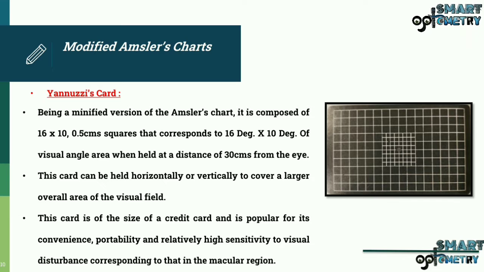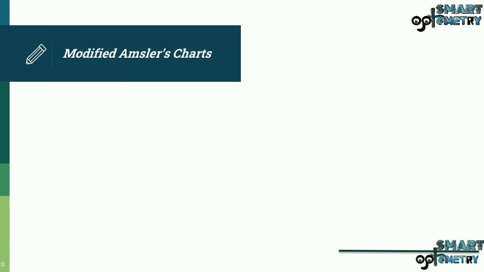This card is of the size of a credit card and is popular for its convenience, portability, and relatively high sensitivity to visual disturbance corresponding to that in the macular region. Here you can see the Yannuzzi's card of the area of 16 cm by 10 cm consisting of 0.5 cm squares that correspond to 16 degrees by 10 degrees area of the visual field when held at 30 cm from the eye.